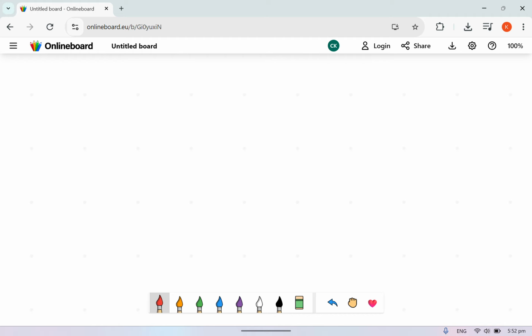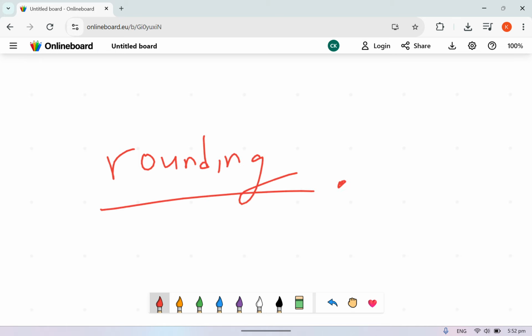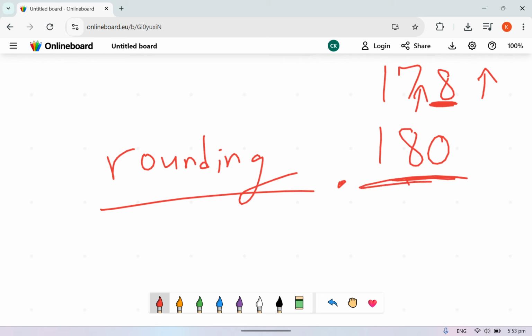Okay, so firstly, I'm pretty sure you are all familiar with the concept of rounding, right? So when you round a number, for example, if I round 178 to the nearest 10, it would be 180, because this goes up to 180. If it's 174, this is below 5, so it becomes 170. It's pretty easy.